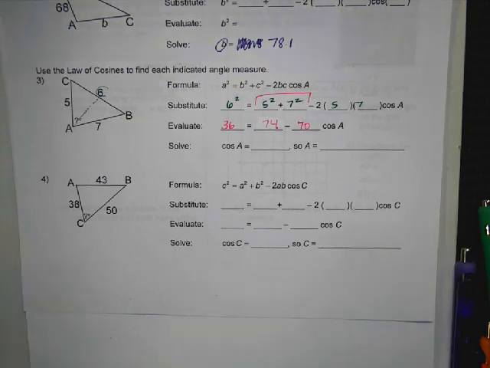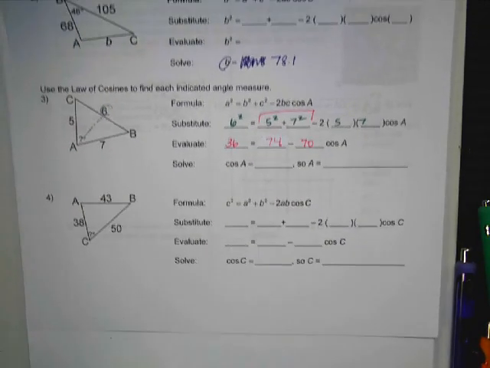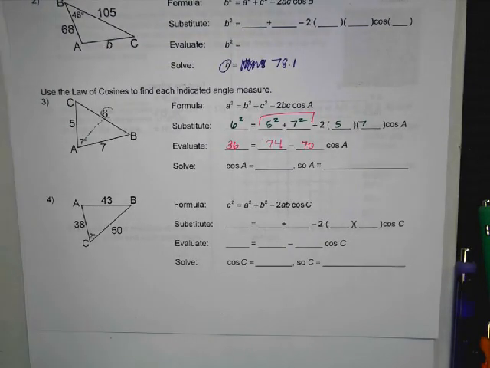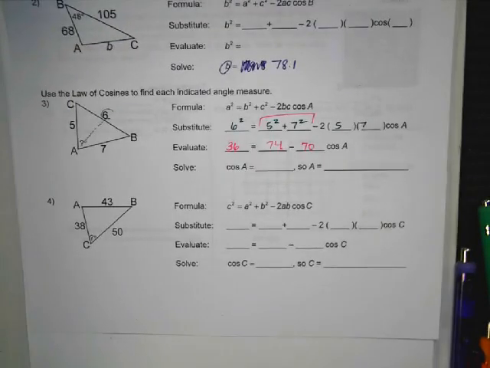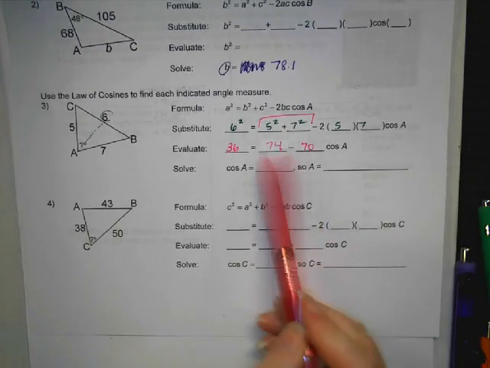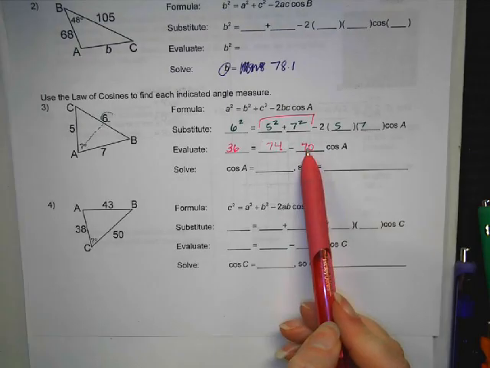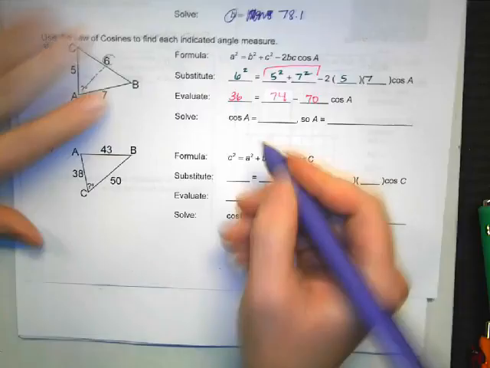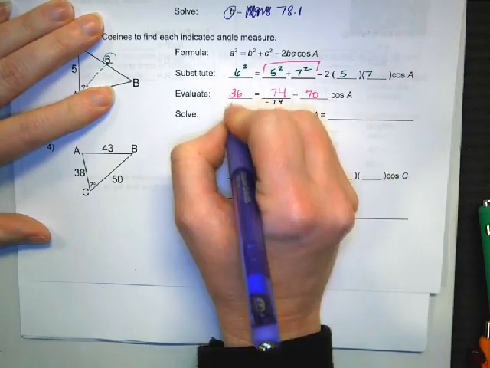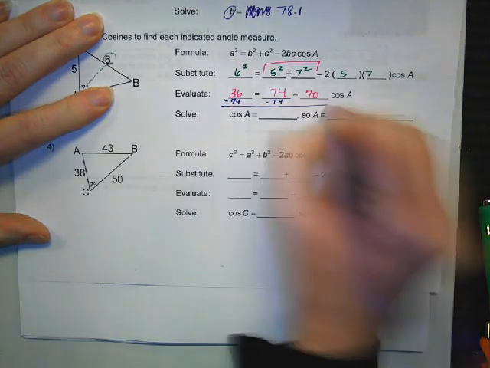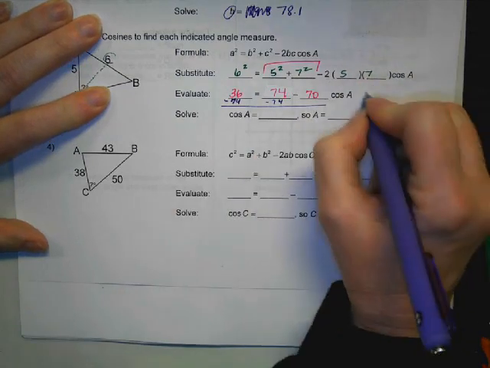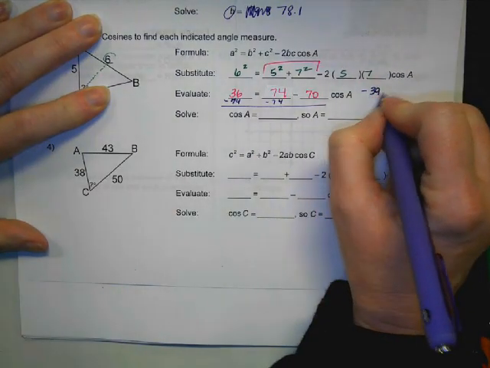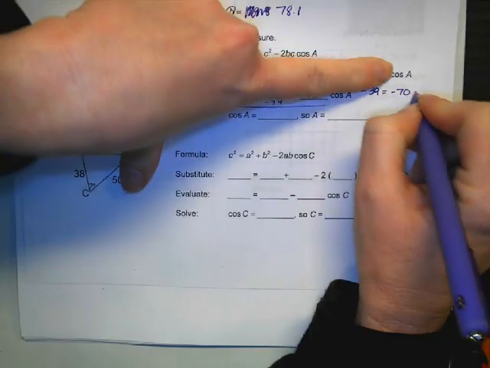Yes. Now here's why I don't like the way this is written, because I think you need more lines. You cannot subtract 70 from 74, because that 70 is times cosine A, so those are not like terms. Instead, I have to get rid of the 74 by subtracting 74 from both sides. Then you have negative 38 equals negative 70 cosine A.